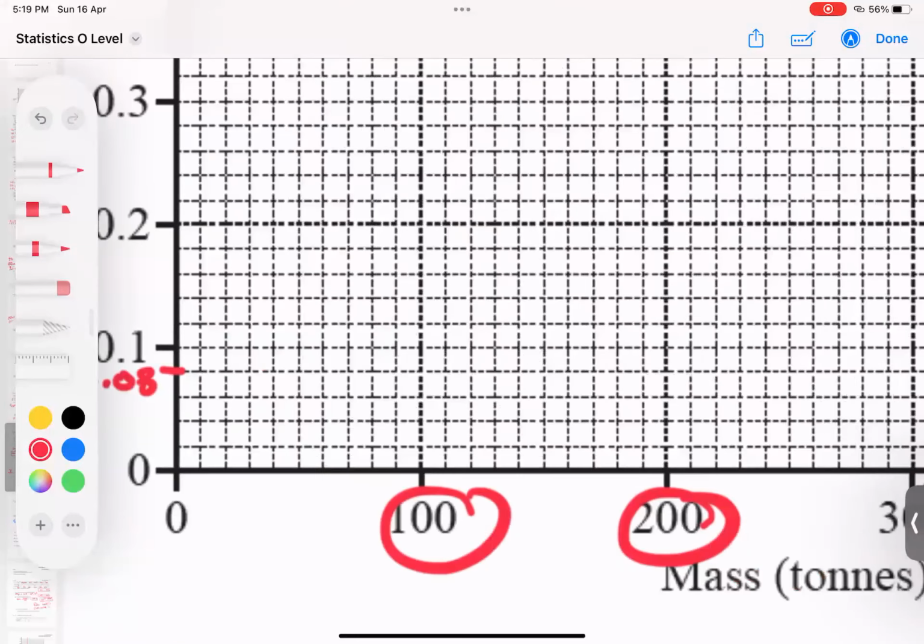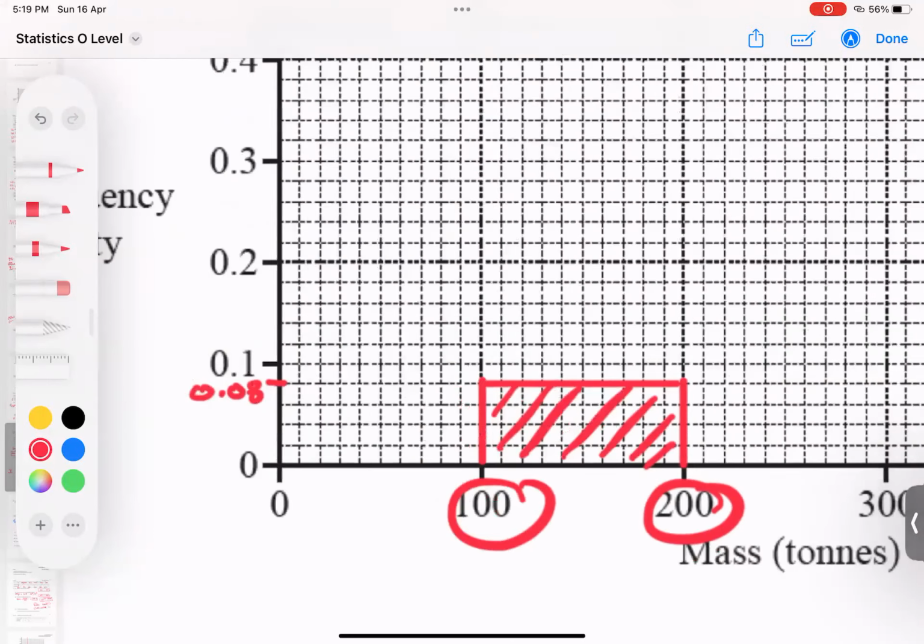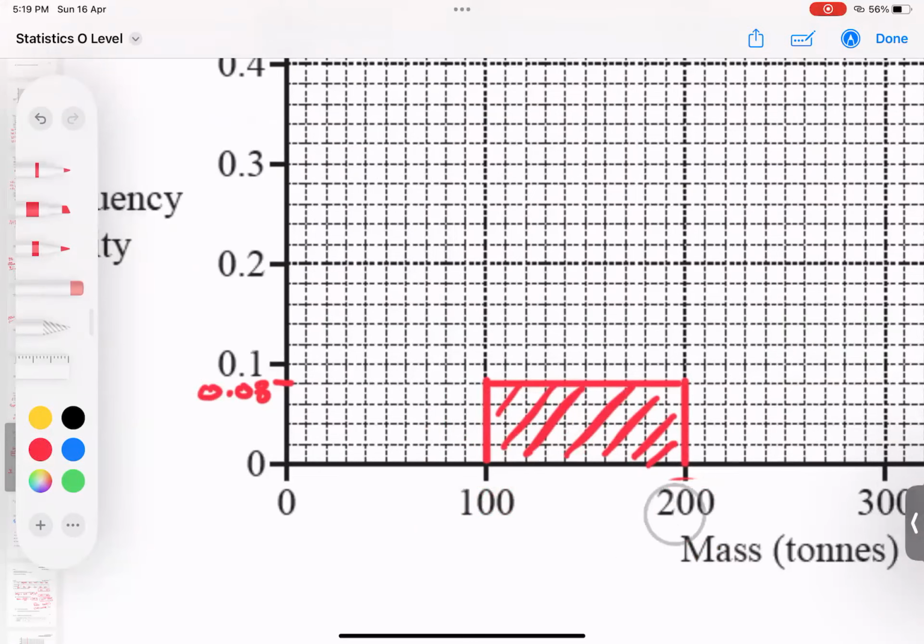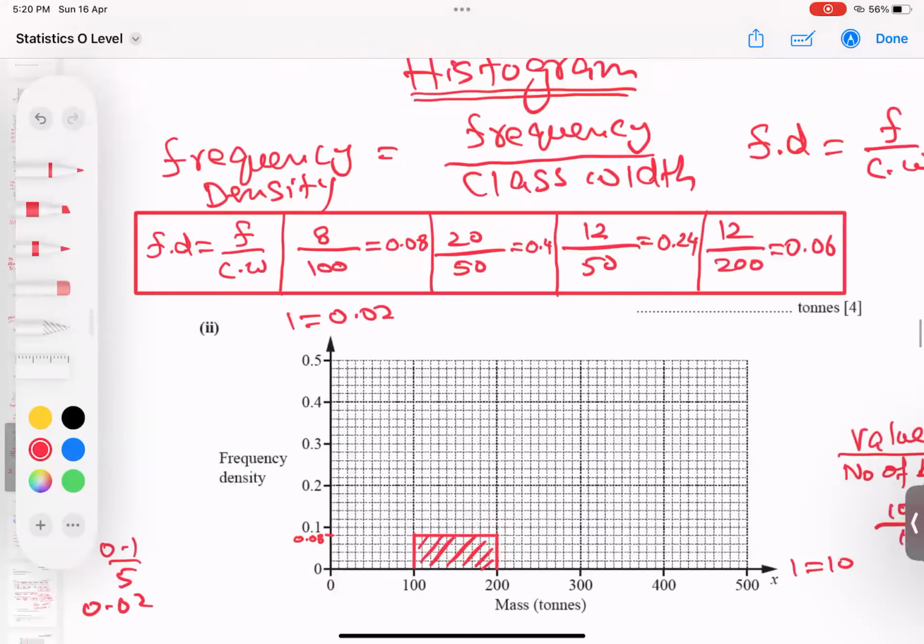So let's start. Bismillah ar-Rahman ar-Rahim. Starting from 100, starting from 200, and make this line. Mabruk, this is my answer. This shading part is not compulsory. Alhamdulillah. You understood very well, but don't worry, relax. I'll give you more examples.